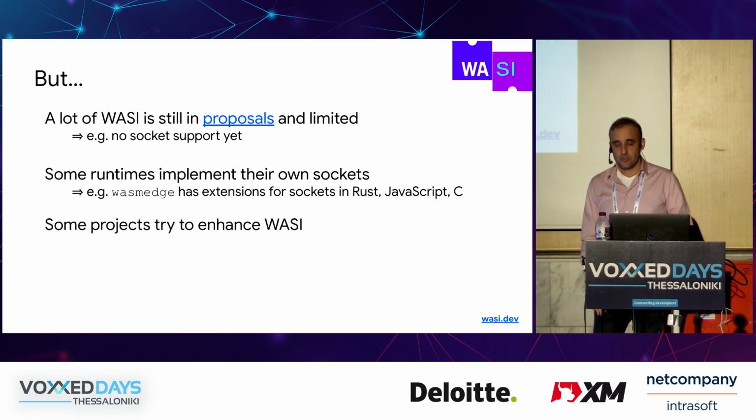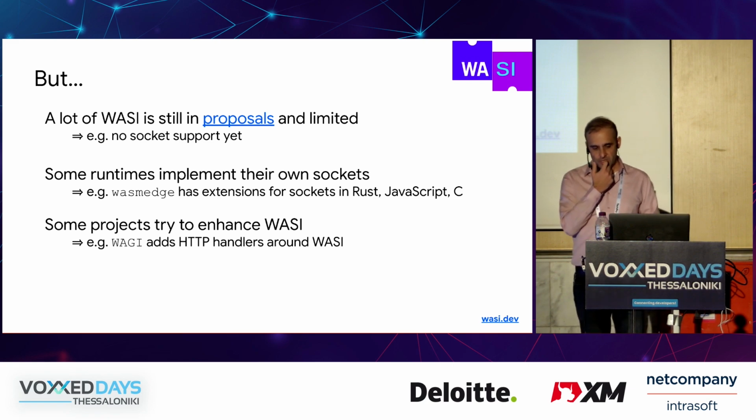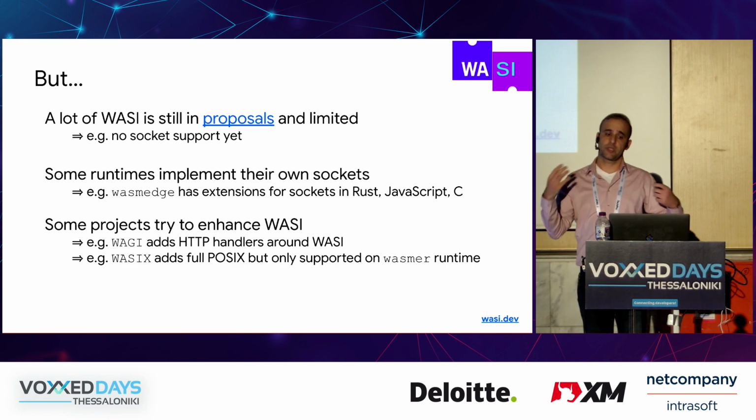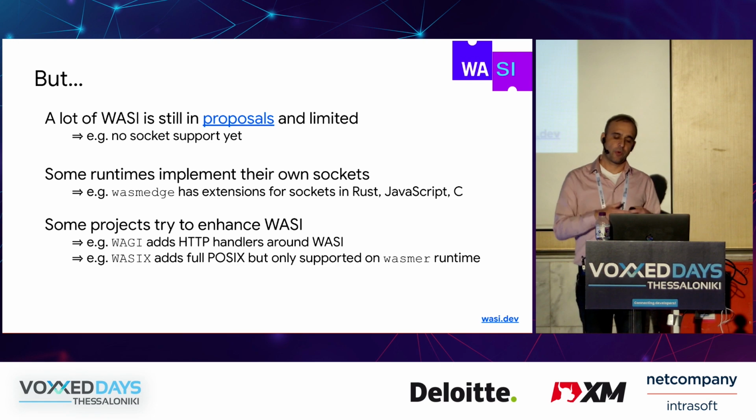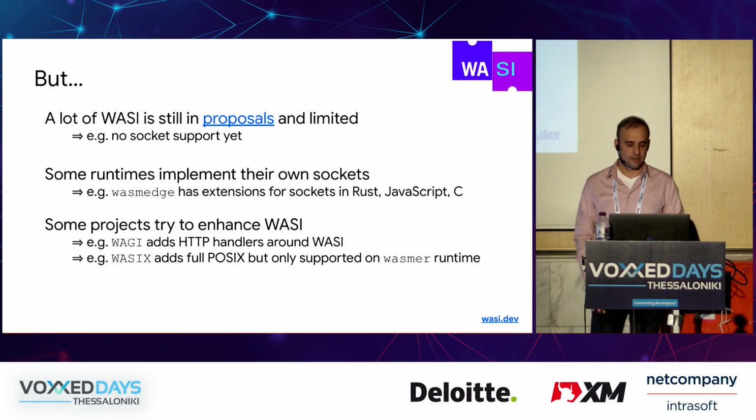Some projects try to enhance WASI. One of them is called WAGI, which adds HTTP support around WebAssembly modules that we'll talk about. And another one is called WASIX, which tries to add full POSIX support around WASI, but it's only supported on one Wasm runtime. And we'll also talk about this in a little bit.